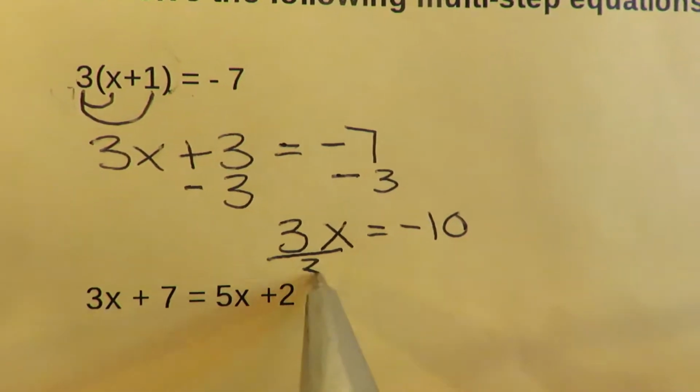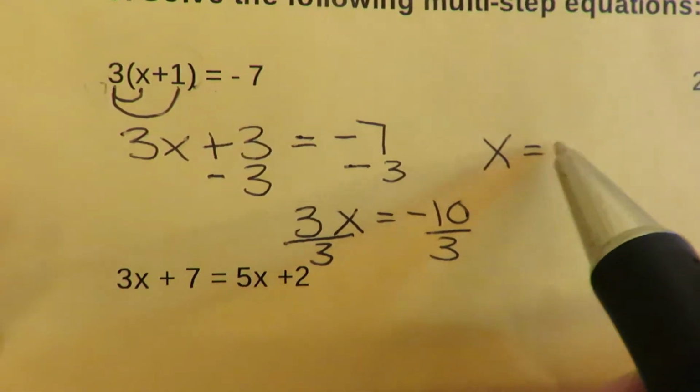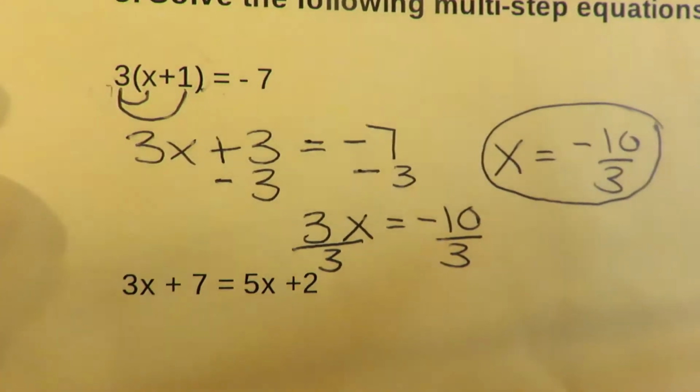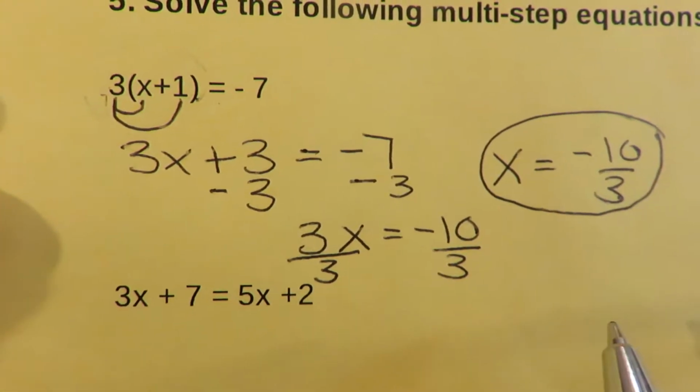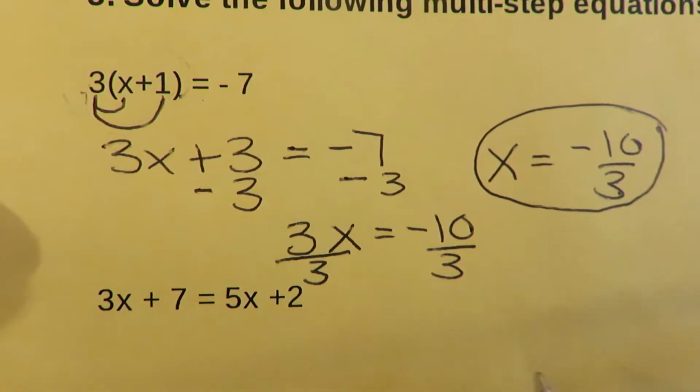Now I can take care of my 3, divide by 3, divide by 3, and I'm left with x equals negative 10 over 3. If I put that into a calculator, it'll be a decimal, so we want to keep it as a fraction, as well as this is as simplified as that fraction can go.